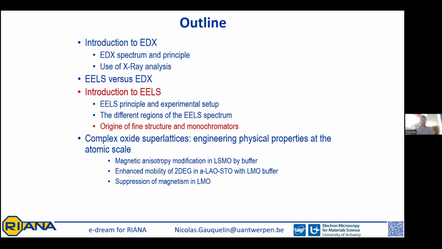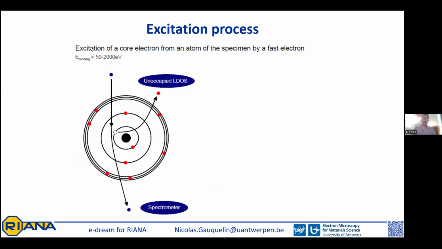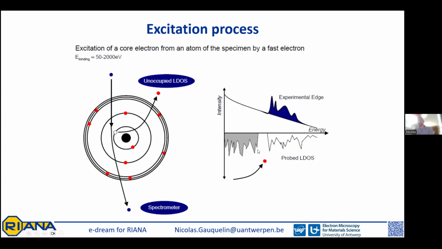So what is the origin of that fine structure, and why do we want to use monochromators in TEMs? Well, the excitation process, as I showed you, is the excitation of a core electron from an atom of the specimen by the fast incoming electrons. So this electron will be kicked into an unoccupied local density of states. And the incoming electron will lose some energy and get into the spectrometer. This results in an excitation of that electron into the unoccupied density of states, which will give the experimental edge.